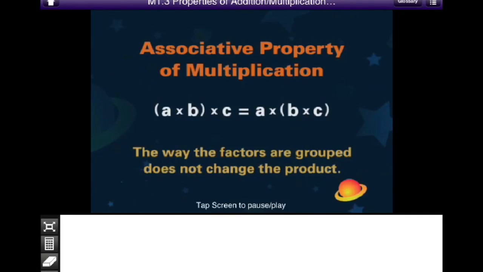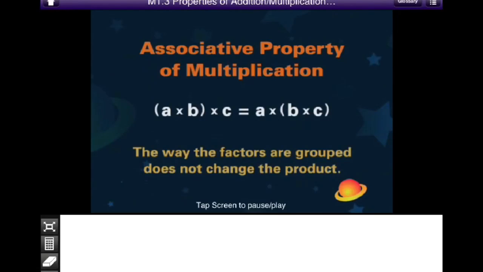Okay, this is another important thing that you should write down, the associative property of multiplication. It's very much the same as the associative property of addition, but it's just for multiplication. You can change the way anything is ordered or grouped, and it will not change the product. It's just like the associative property of addition.